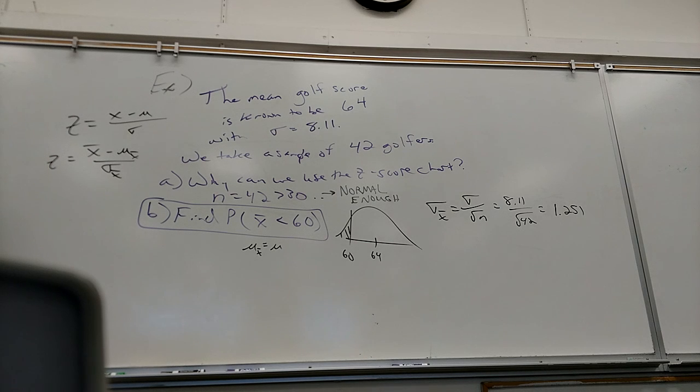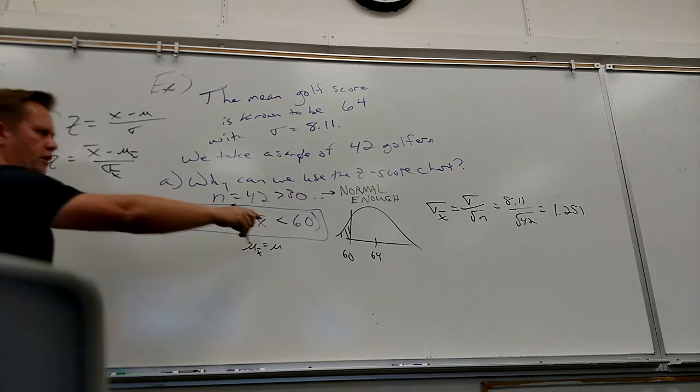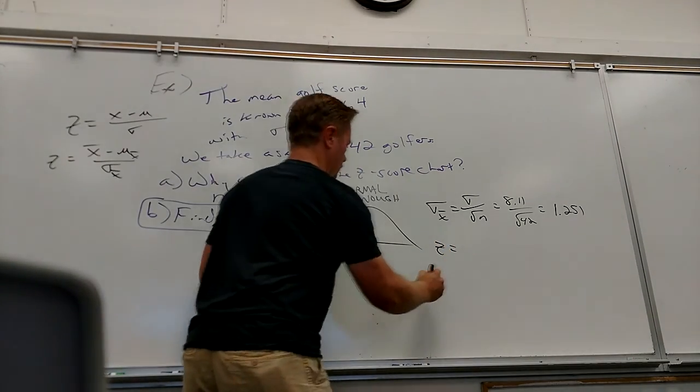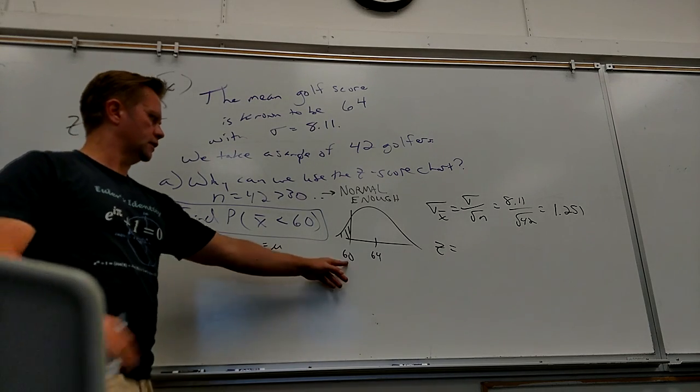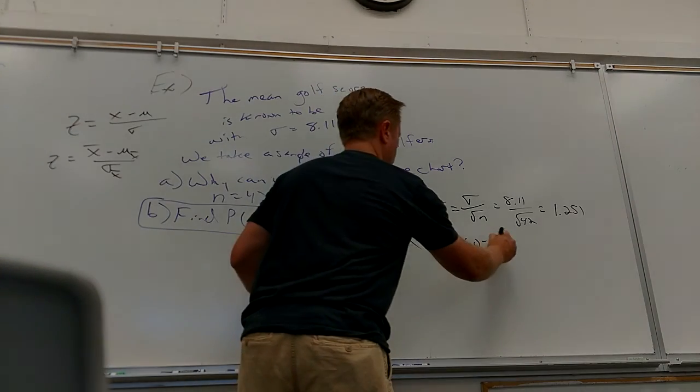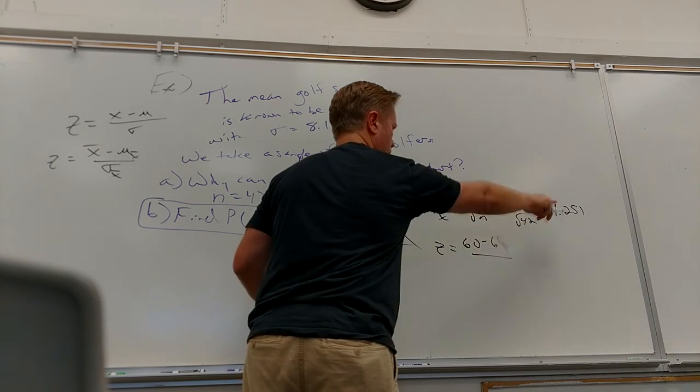Okay. So what do I get here? Z equals, my data point is 60 minus 64, divided by the new standard deviation.